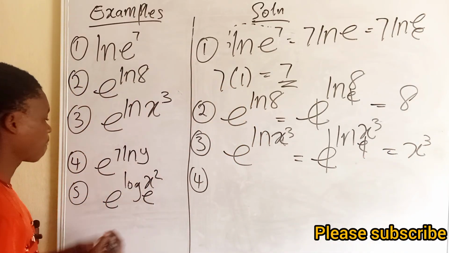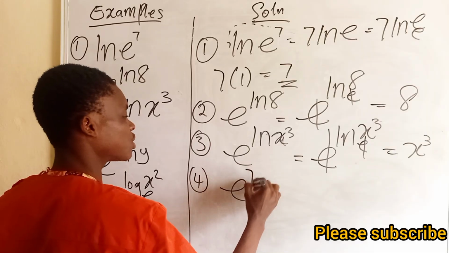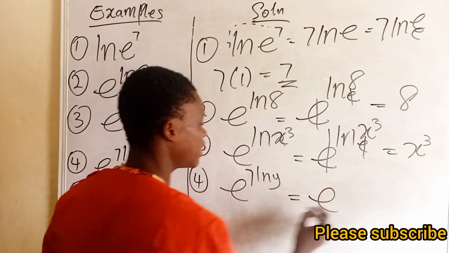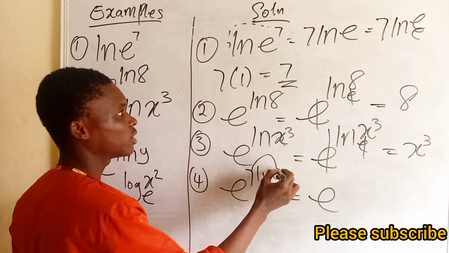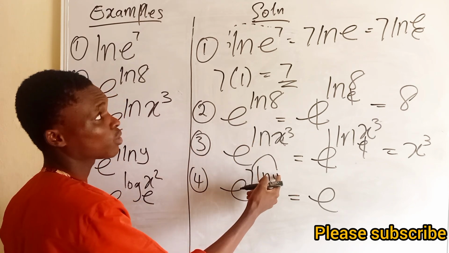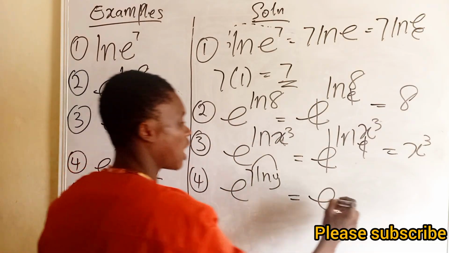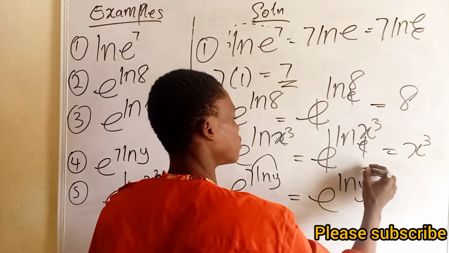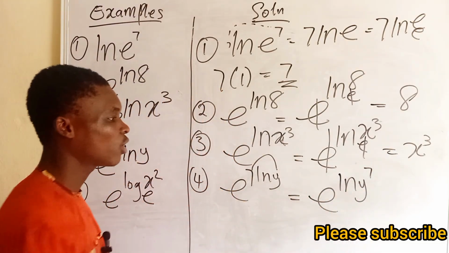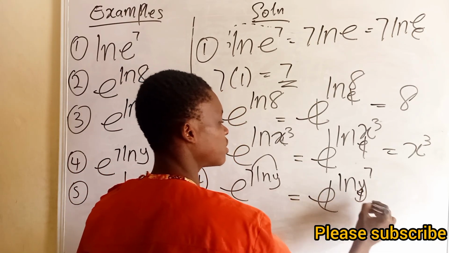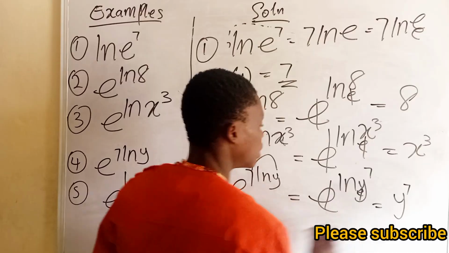Question 4. Exponential 7 ln of y. Now this 7 is going backward. The same way this 7 here entered here, this 7 is going backward. And we have the ln of y to base 7. All right. But remember, there's always the base e here. So this e cancels out this e, and our answer becomes y to power 7.